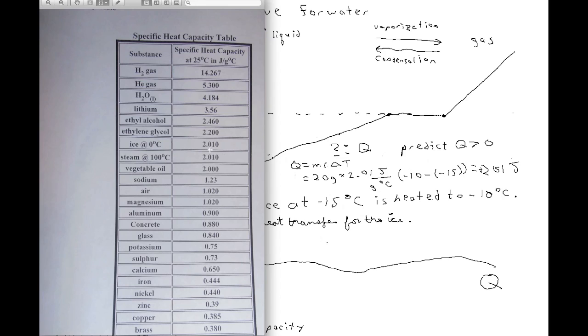So you remembered here you had to change to a different specific heat. Now we need the ice, which is 2.01. So it looks like we did that correctly. Good.